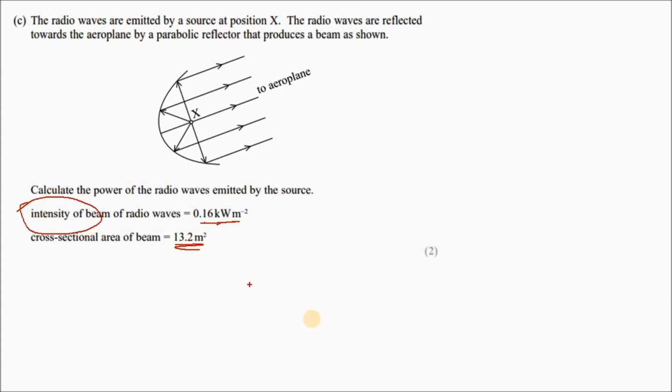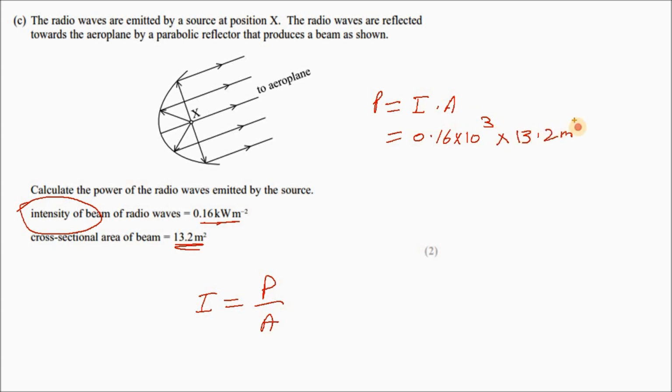Intensity means flux of radiation, or I is equal to power upon area. So power is equal to I into area. So P is intensity into area. So intensity is 0.16 kilowatt, 10 to the power 3, into area is 13.2 meter square. So power would be equal to 2112 watt, or you can say 2.1 kilowatt. That's how you can find the power.